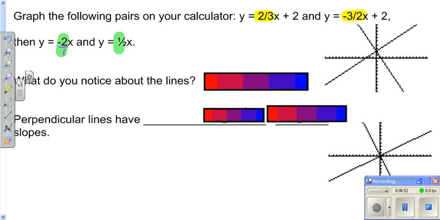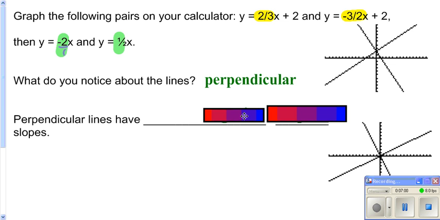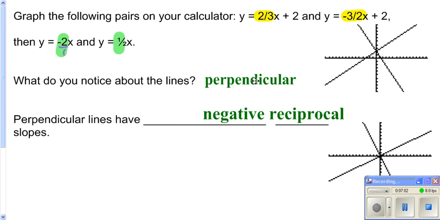Notice this is really over 1 here. And what you can notice about the two yellow ones or the two green slopes is that your slopes are opposite reciprocals. So the lines are perpendicular and your slopes are opposite reciprocals or negative reciprocals is another way to say it.